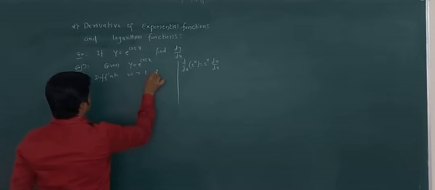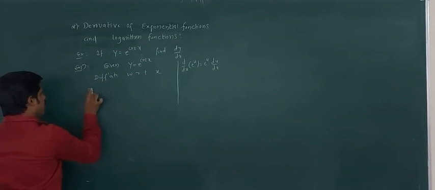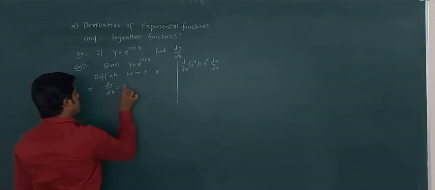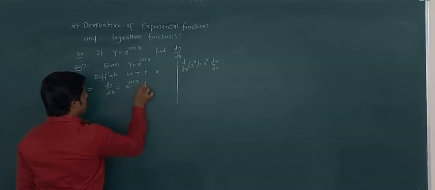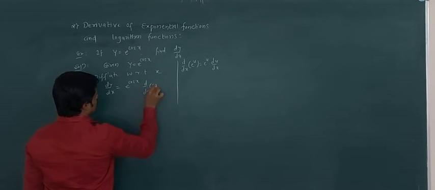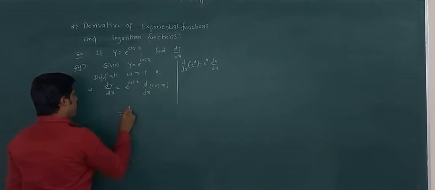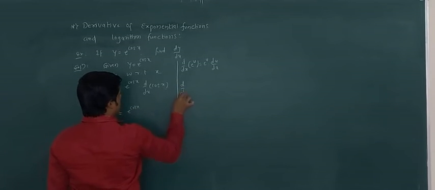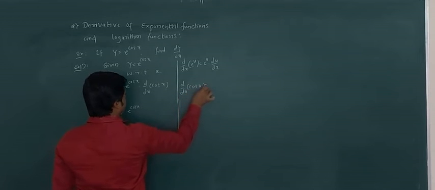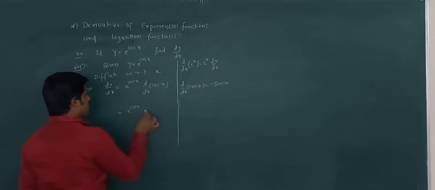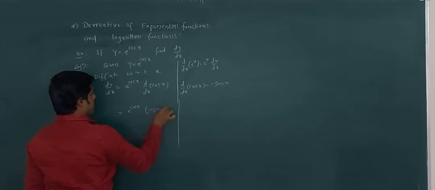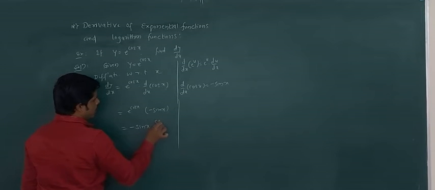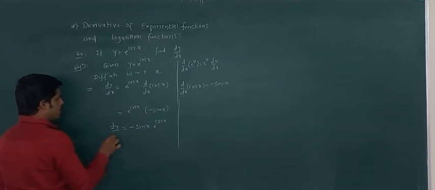with respect to x, we get LHS part, that is dy by dx is equal to e to the power u, that is e to the power cos x, into d by dx of cos x. Then e to the power cos x as it is, and again we know that d by dx of cos x is minus sin x, so this implies minus sin x into e to the power cos x. This is the required solution.